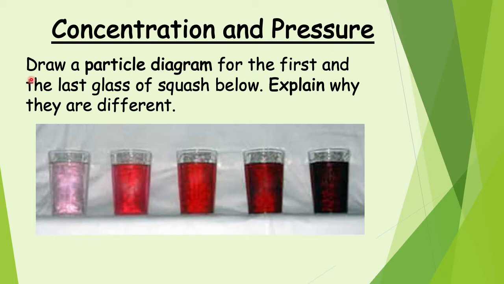To begin with, what I'd like you to do is draw a particle diagram for the first glass and the last glass in this diagram of squashes here. Can you explain why the first glass and the last glass are different using particle diagrams? Pause the video, have a think about that, draw it out nice and neatly in your exercise books with a title, and then we'll run through the answer in a moment.